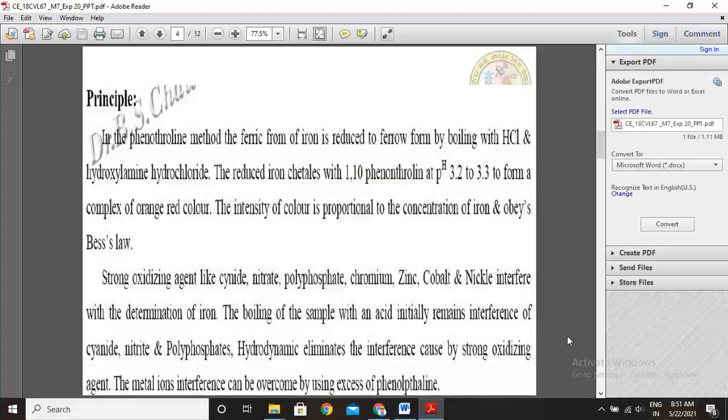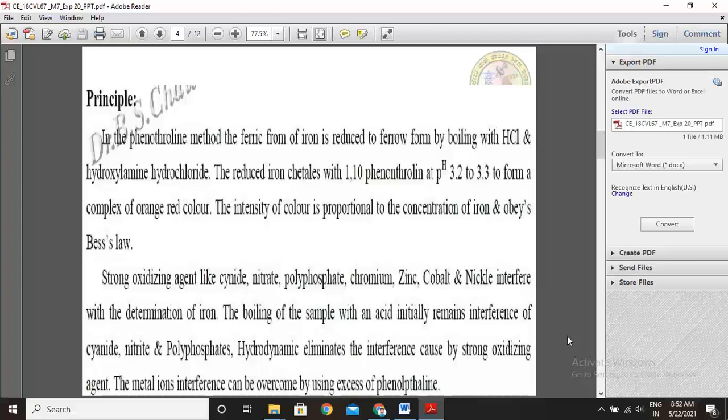Now what is the principle of this experiment? In the phenanthroline method, the ferric form of iron is reduced to ferrous form by boiling with HCl and hydroxylamine hydrochloride. The reduced iron reacts with 1,10 phenanthroline at pH 3.2 to 3.3 to form a complex of orange red color.